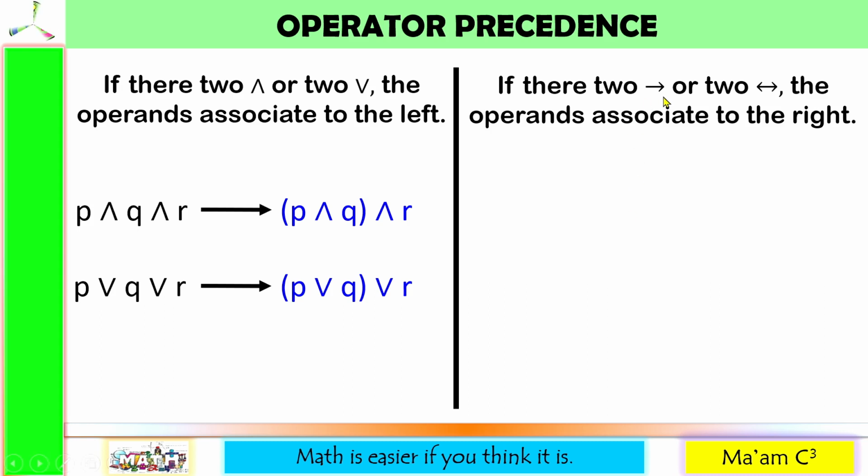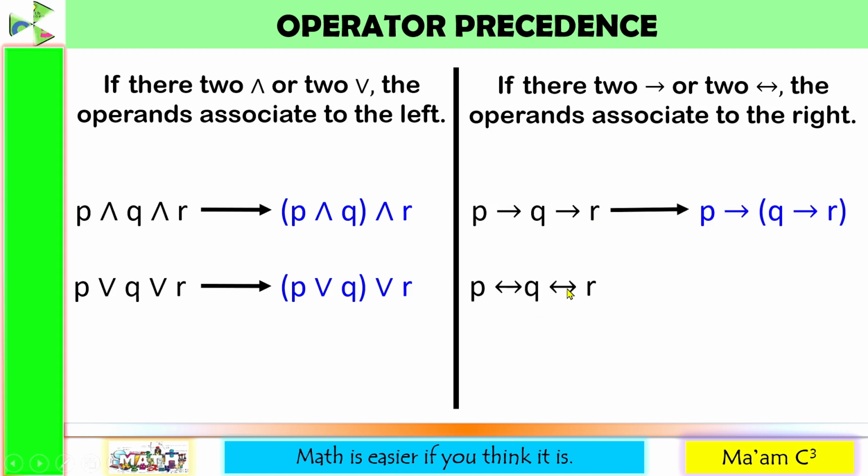If we have two implications or two biconditionals, the operands associate to the right. Let's have an example. So we have here two implications. The operands associate to the right. So Q and R here should be grouped. Another one, two biconditionals. Again, operands associate to the right.